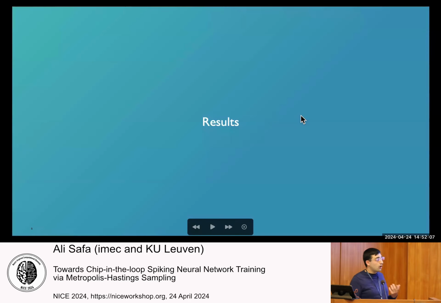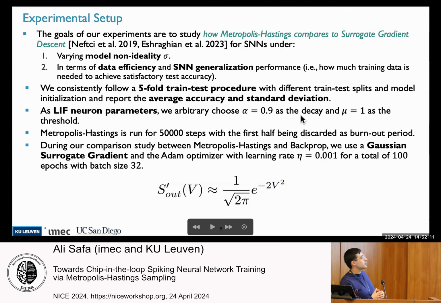Now, let's move towards the results that we obtained with this algorithm. As I said, the goals of our experiments were twofold. The first principal goal was to see how robust this Metropolis-Hastings technique is to the non-ideality of the spiking neural network compared to backprop. We also wanted to study the data efficiency of this Metropolis-Hastings training technique compared to the backprop setup. By data efficiency, we mean how many training data points you need to achieve a usable test accuracy.